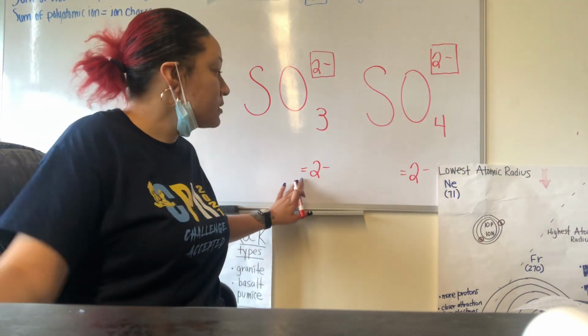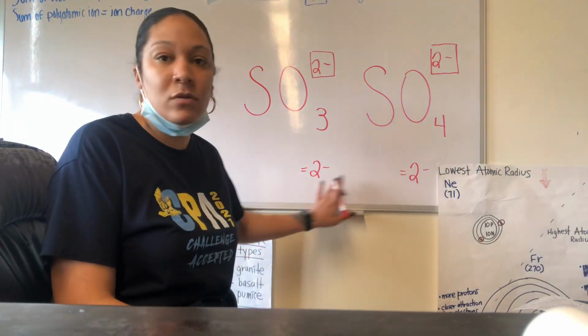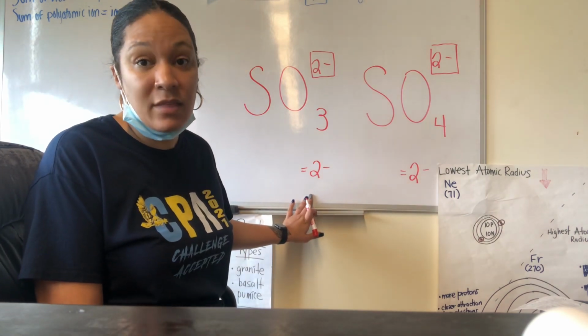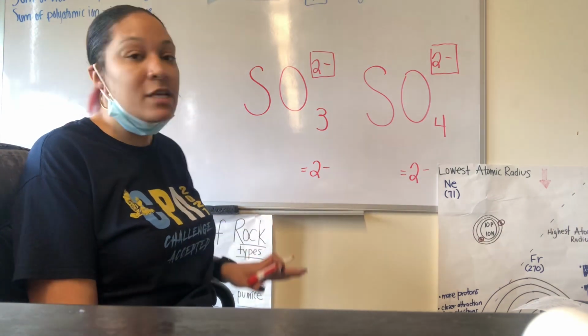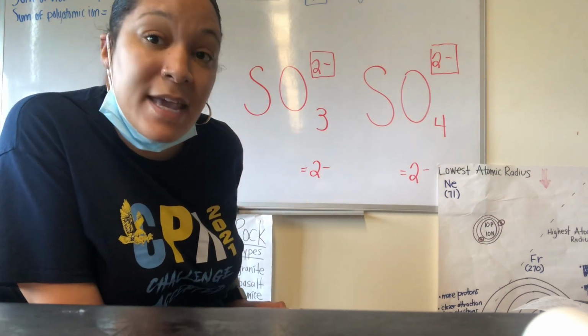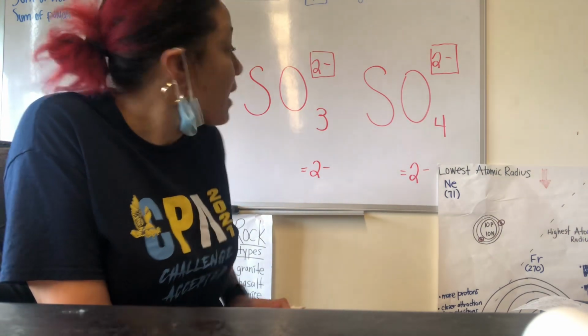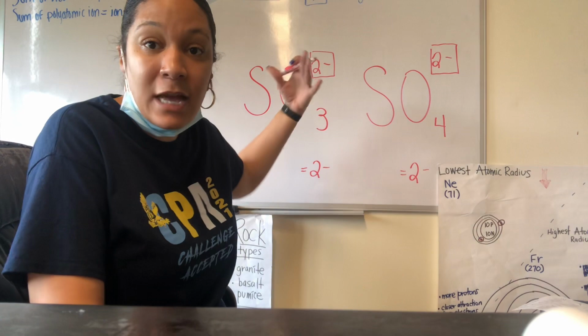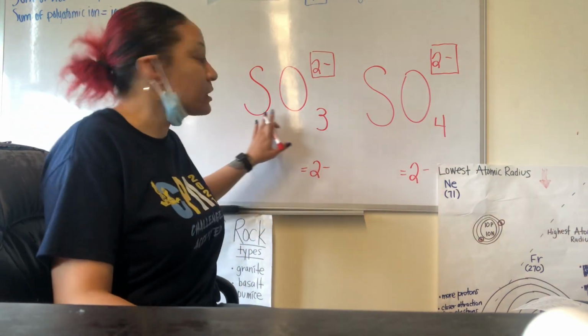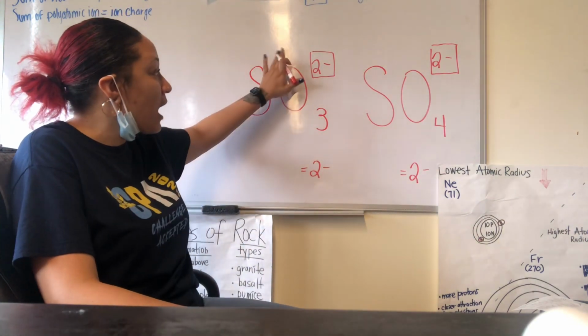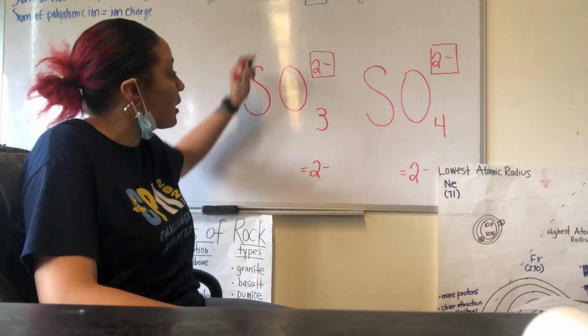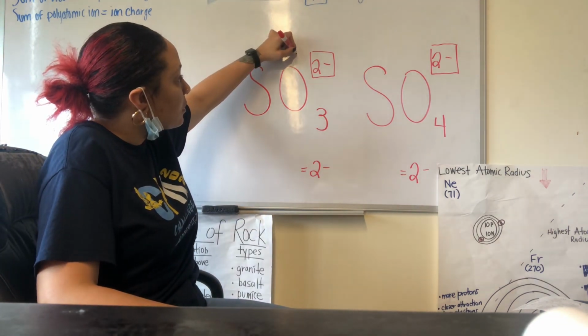Okay, so they must equal both to -2. They must equal to that, okay? This is how we find oxidation numbers for a polyatomic ion charge. We're gonna start here. Again, oxygen is not connected to peroxide, so it'll be -2.